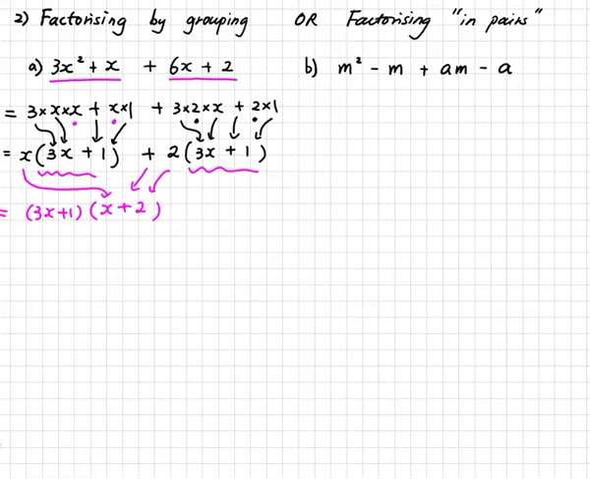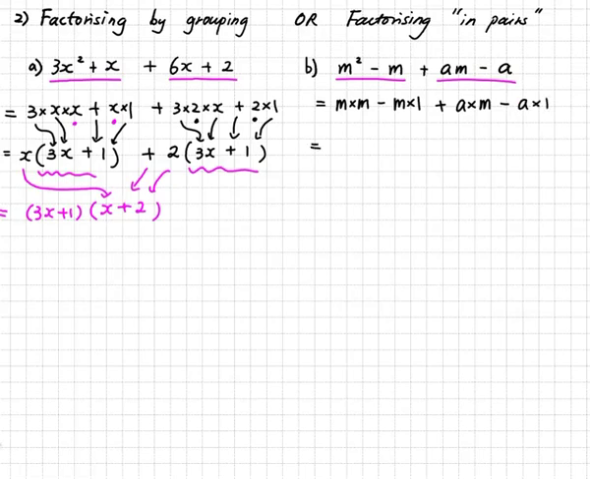Let's have a look at question B. m squared minus n plus am minus a. Again, we're going to group 2 of them and the other 2. So let's group m squared minus n and group am minus a. m squared is the same as m times m, minus n, and am is the same as a times m, minus a times 1.